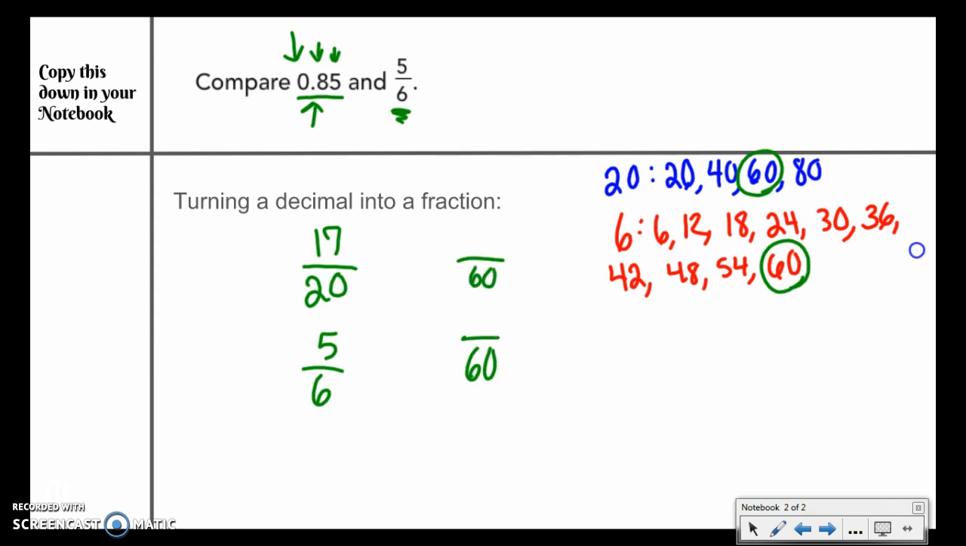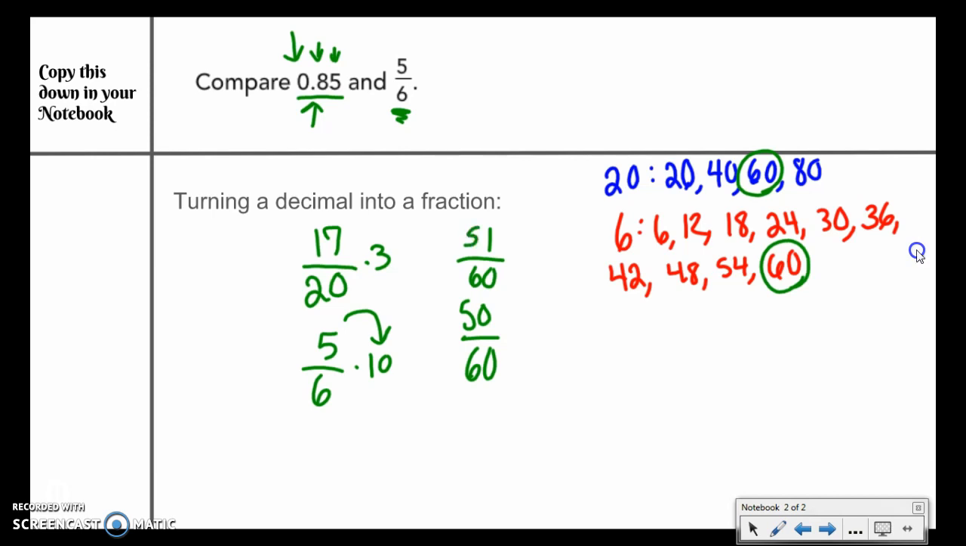So we've got to figure out what we multiplied 20 by to get 60. Well, that's times 3. Same thing here. What do we multiply 6 by to get 60? 10. 5 times 10 would be 50. 17 times 3, well, let's figure it out. 7 times 3 will be 21. So 1 times 3 is 3, so it will be 51.